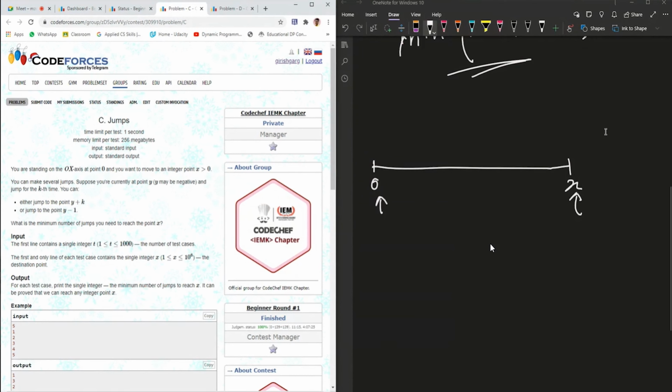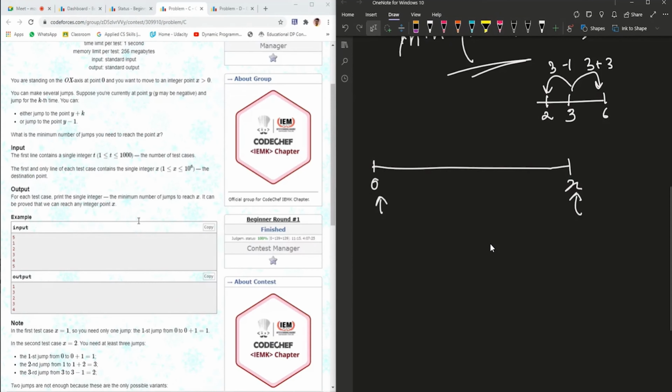So let me just give you an example. Suppose I am at point 3, and I am going to have my third jump. So I can either go to the point 3 plus 3, that is 6, or I can go to the point 3 minus 1, that is 2. So if that's understood, we can go on to seeing some test cases.